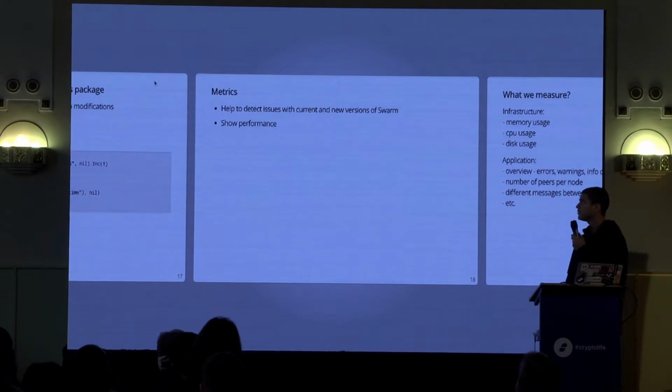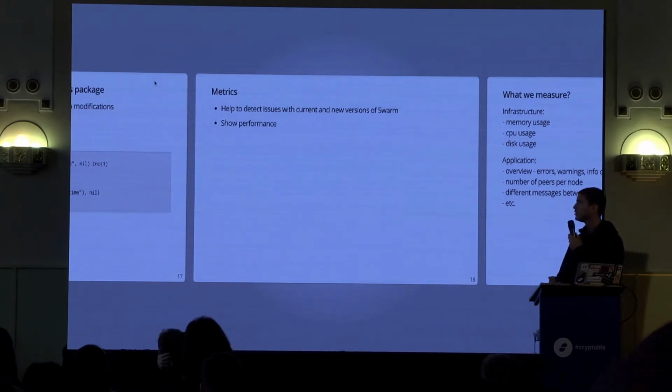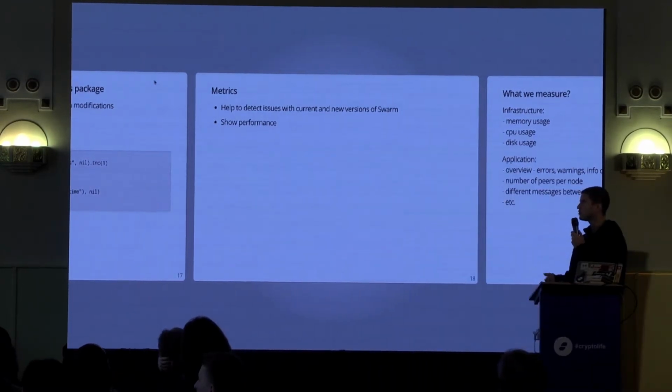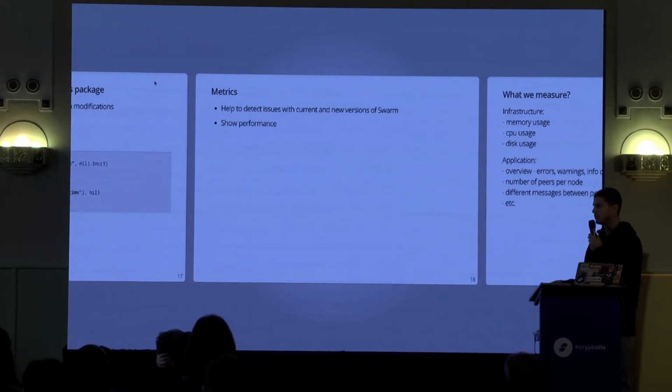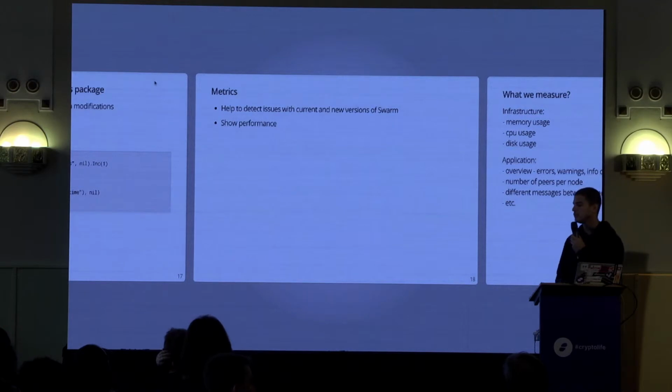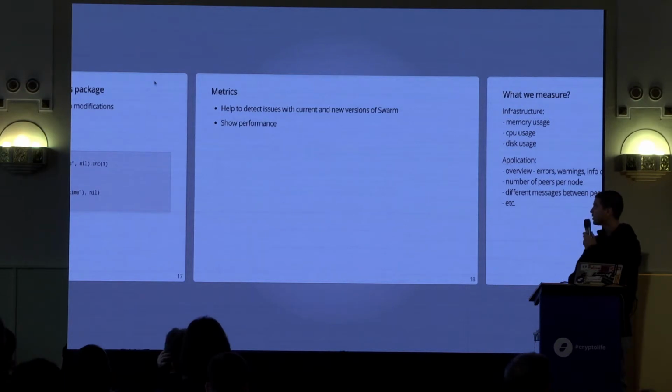So with metrics, basically they help us detect issues within current and new versions of Swarm, and they also show us the performance of our nodes. So it's a very handy tool when you deploy a new version to compare the metrics that you got up until that point and after the deployment, so that you see if you have introduced regressions or you see if you have fixed bugs that you have had in the past. So that's something that we're heavily using.